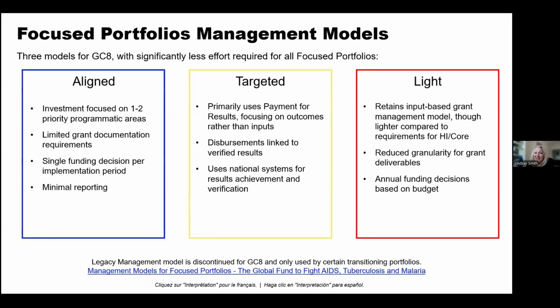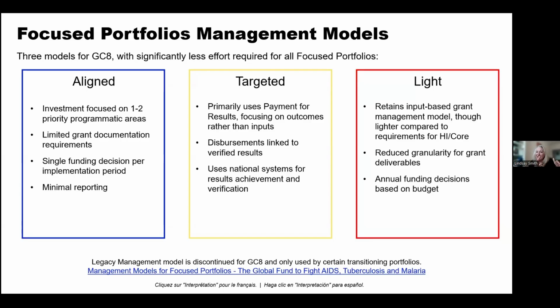One consideration that's important that we should be aware of on a going basis is that for our focused portfolios, there are 3 different management models. This has also been shared in your allocation letter, which management model will be used for Grant Cycle 8. And in all cases, focused portfolios are managed so that we require less information from focused portfolios than we do from our high impact and core portfolios.